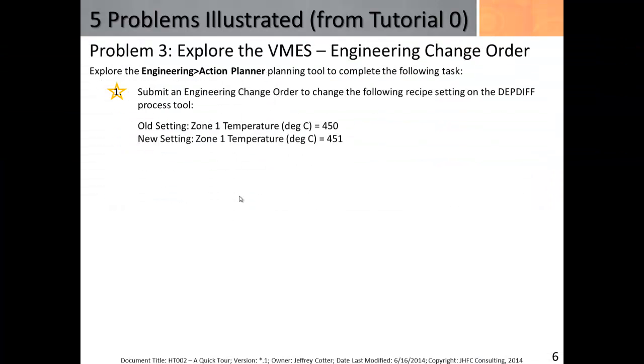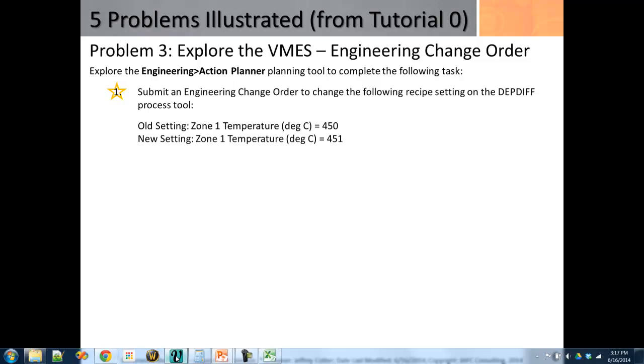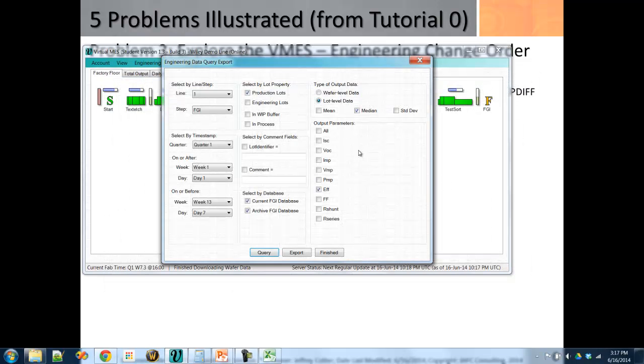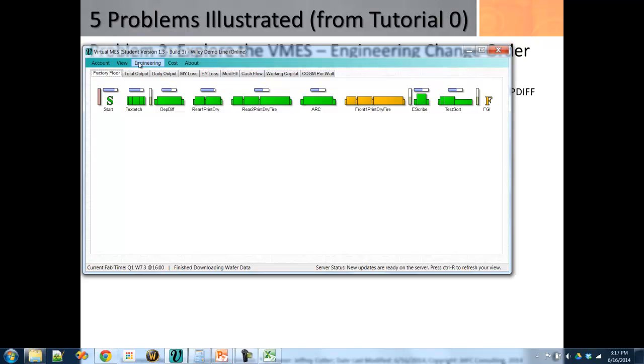Okay, on to problem 3. This problem explores the engineering action planner tool of the VMES. The problem states, submit an engineering change control to change the following recipe settings on the DepDip process tool. So the engineering action planner is located here on the engineering menu.